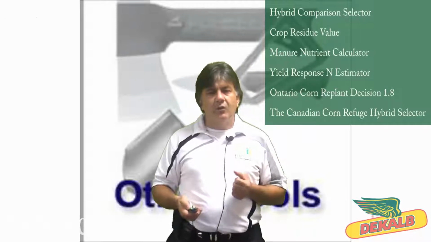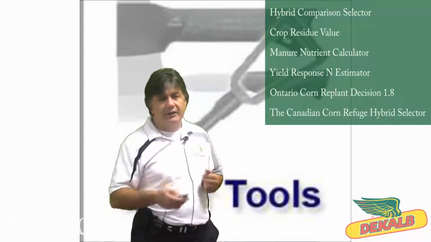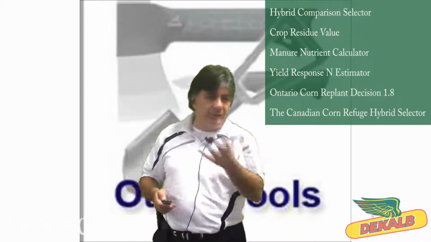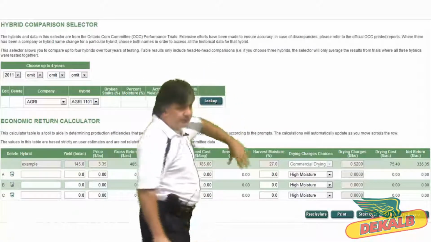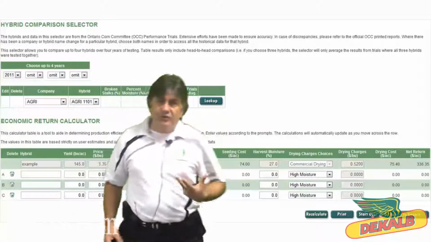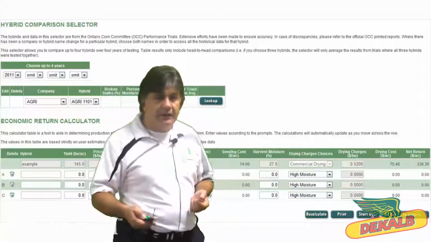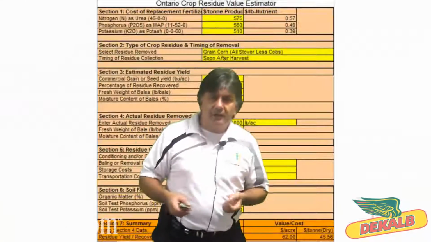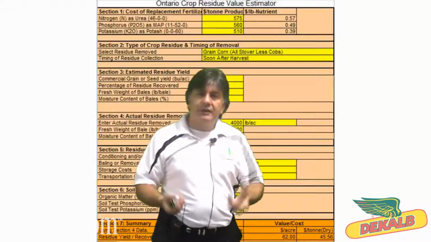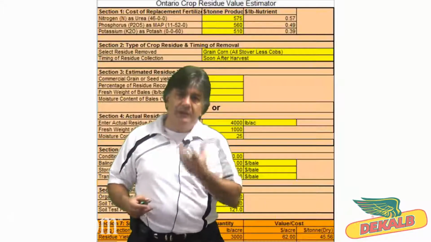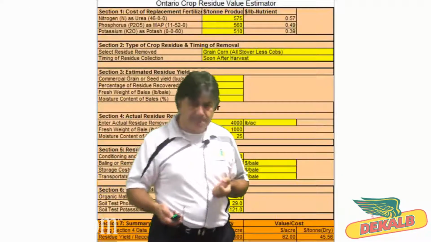So other tools and resources include the hybrid comparison selector, crop residue value, manure nutrient calculator, yield response estimator, Ontario corn replant decision, and then the Canadian corn refuge hybrid selector. With the hybrid comparison selector, you can compare a couple of hybrids, depending on the moisture of that particular hybrid. With the Ontario crop residue value estimator, it helps you identify the nitrogen replacement cost.